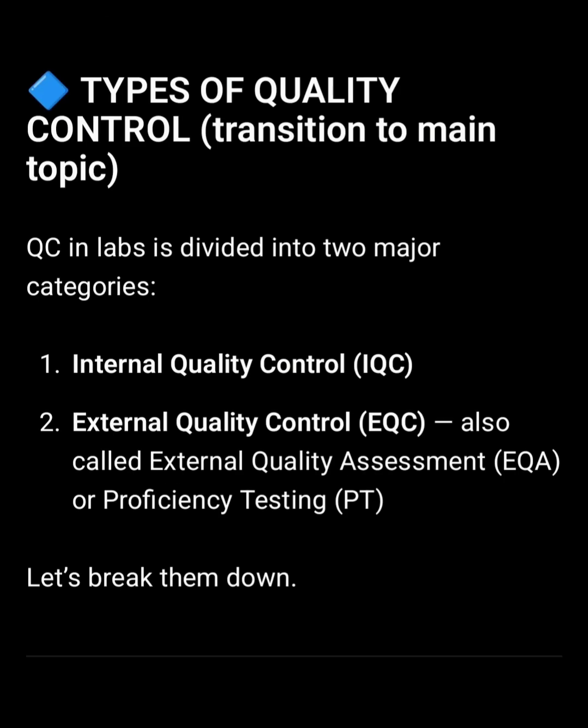Types of quality control. QC in a lab is divided into two major categories, which means there are two types of QC: internal quality control and external quality control.